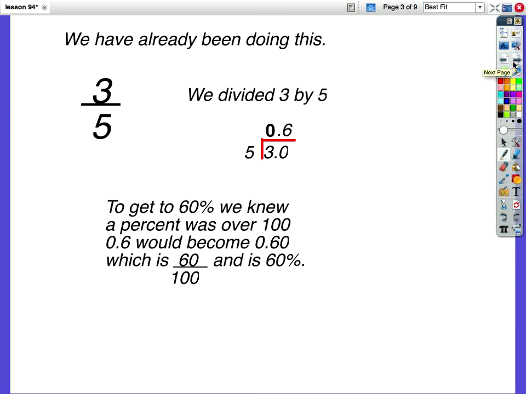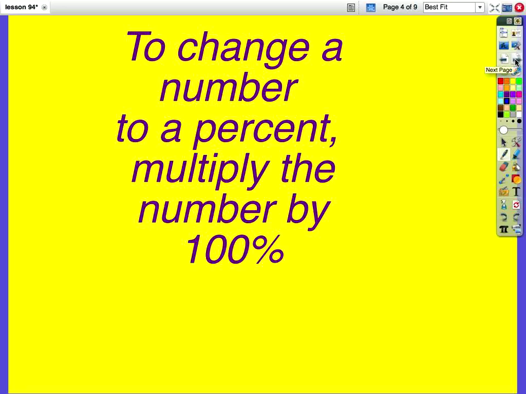So we've already been doing this. We've divided 3 by 5 to get 6 tenths. We knew a percent was over 100, so 6 tenths would become 60 hundredths, which is 60%. Old news. We've been doing all this stuff. We're just adding extra ways to do things. So to change a number to a percent, multiply the number by 100%.